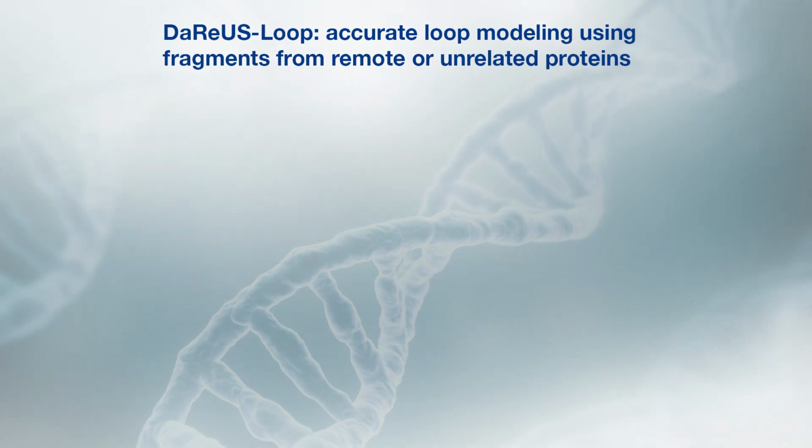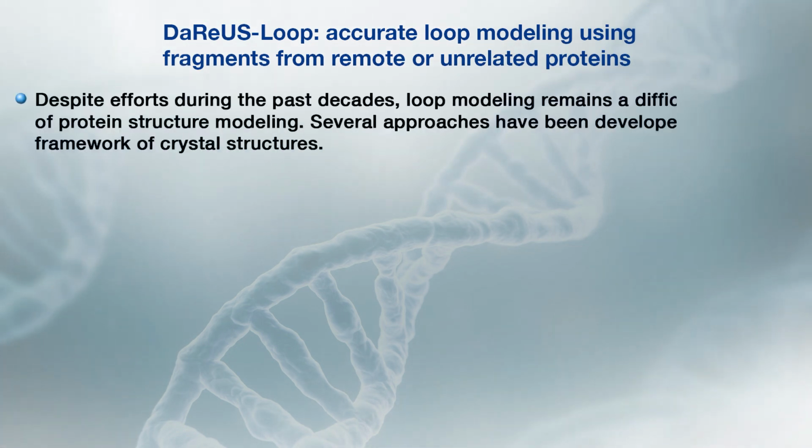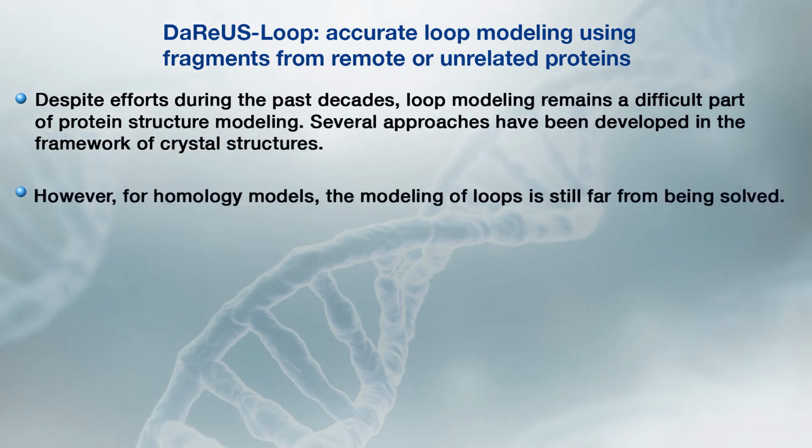DAR-AS loop modeling is an accurate loop modeling using fragments from remote or unrelated protein databases. Despite efforts during the past decades, loop modeling remains a difficult part of protein structure modeling. Several approaches have been developed in the framework of crystal structures. However, for homology models, the modeling of loops is still far from being solved.